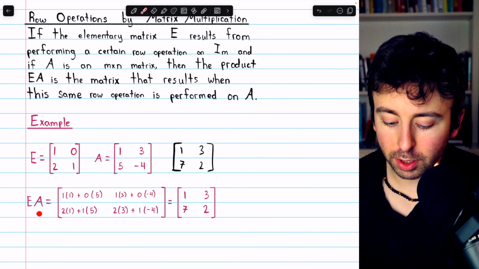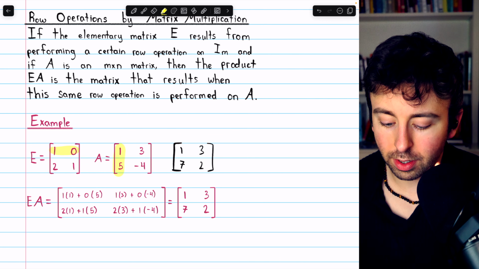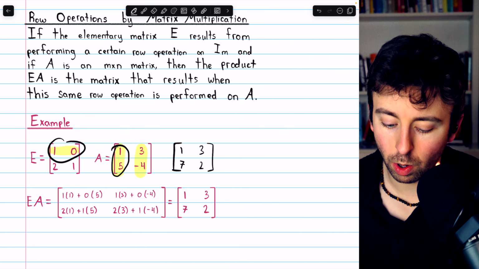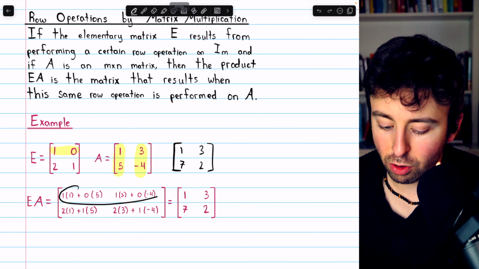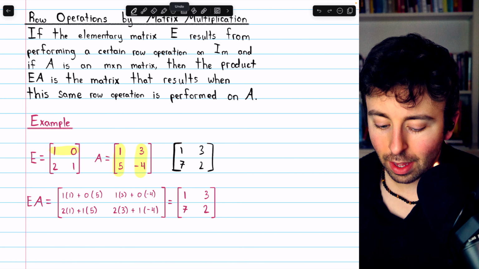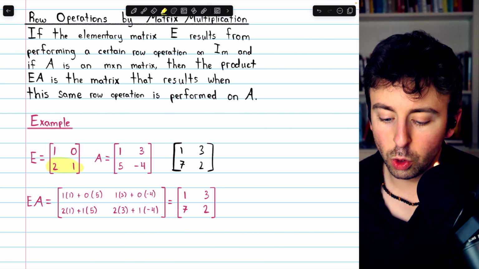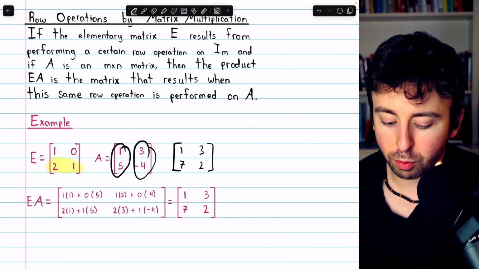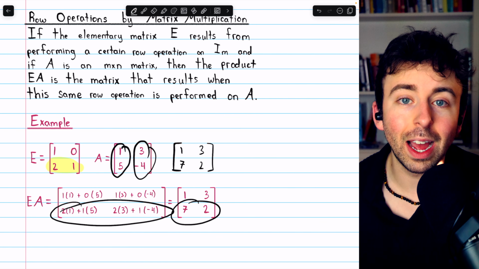Here is that matrix multiplication written out. You can see if we multiply E by A, we capture the first row exactly by this 1, 0 getting matched up with 1, 5, and 1, 0 getting matched up with 3, negative 4. That just duplicates the first row of A. But then, when we move on to the next part of the matrix multiplication, this 2, 1 is going to have the effect of adding 2 copies of row 1 to row 2. And so we get that 7, 2 as expected.